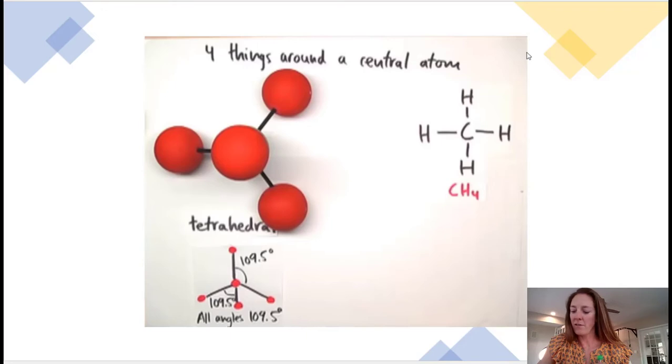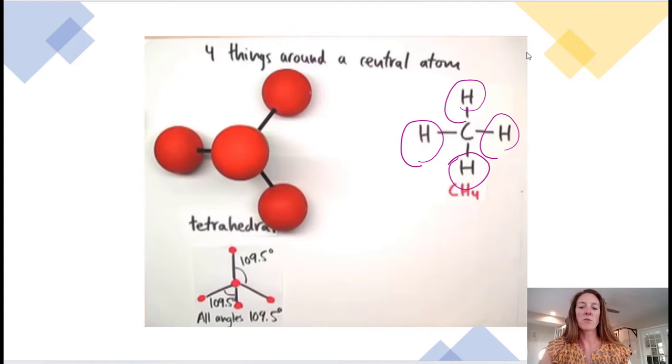Here's an example of 4 things around the central atom. If I have methane, CH4, there are 1, 2, 3, 4 things around the central atom. Now they are all single bonds, and notice that it makes a tetrahedral shape. Let's look at our notes. Find the 4 things around the central atom. The electron geometry is tetrahedral. But if we look and see, there are 0 lone pairs around the central atom. So we would look at our notes, find the 0, and its molecular geometry is also tetrahedral. 4 things around the central atom.